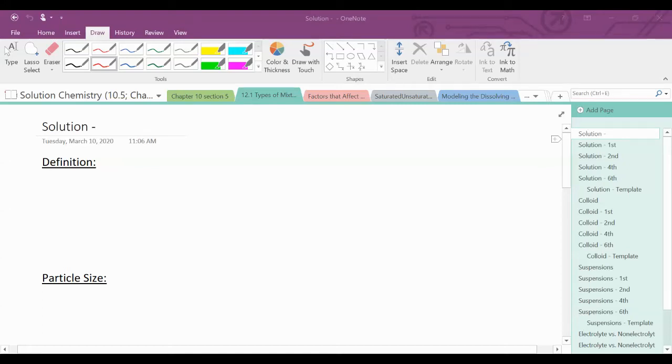All right, today we want to compare types of mixtures. So we're going to actually look at three types of mixtures today, and we're going to compare and contrast their features. So we're going to start with a solution. So let's talk about a definition. Now, the term solution we've actually talked about before because it's a homogeneous mixture.